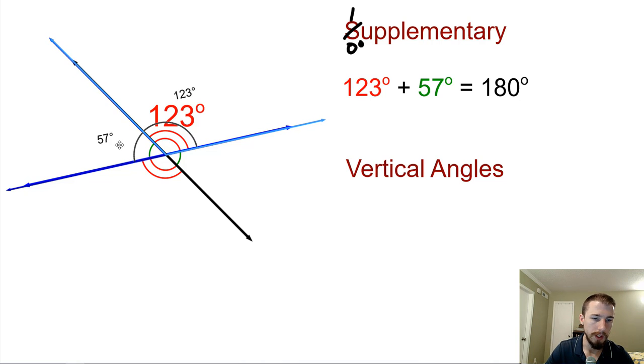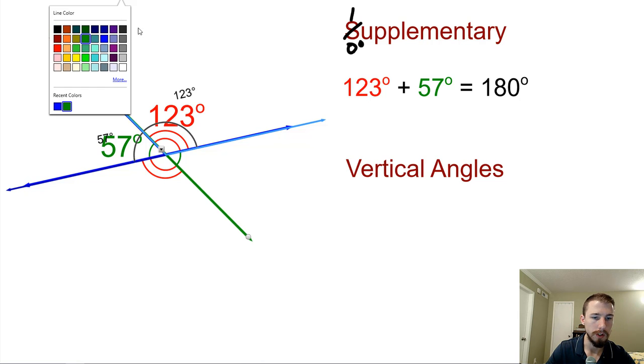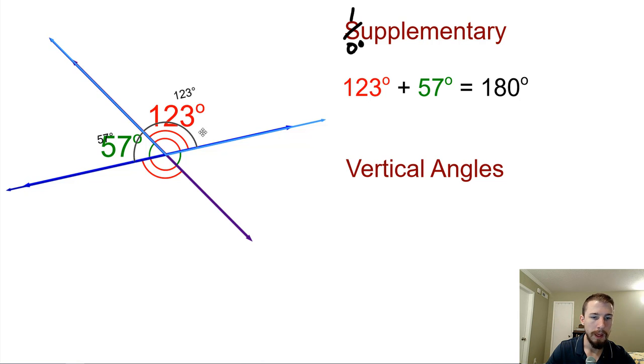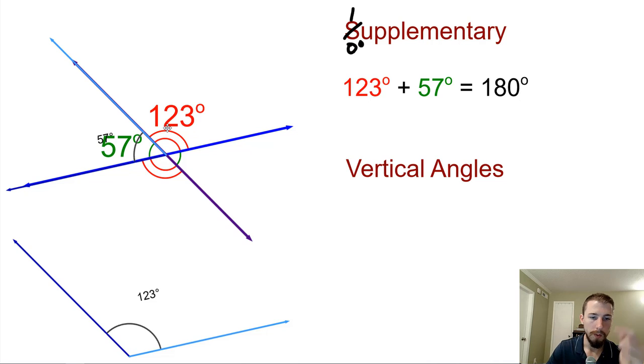All right, so yes, 57 is the supplement of 123, but we also have another line over here that's measured with 123. So let me change that color. Let's do purple this time. With this purple line over here, we know this also has to be 180 degrees. So if that's 123, the supplement of 123 is still 57. So this angle over here has to be 57 as well, right?